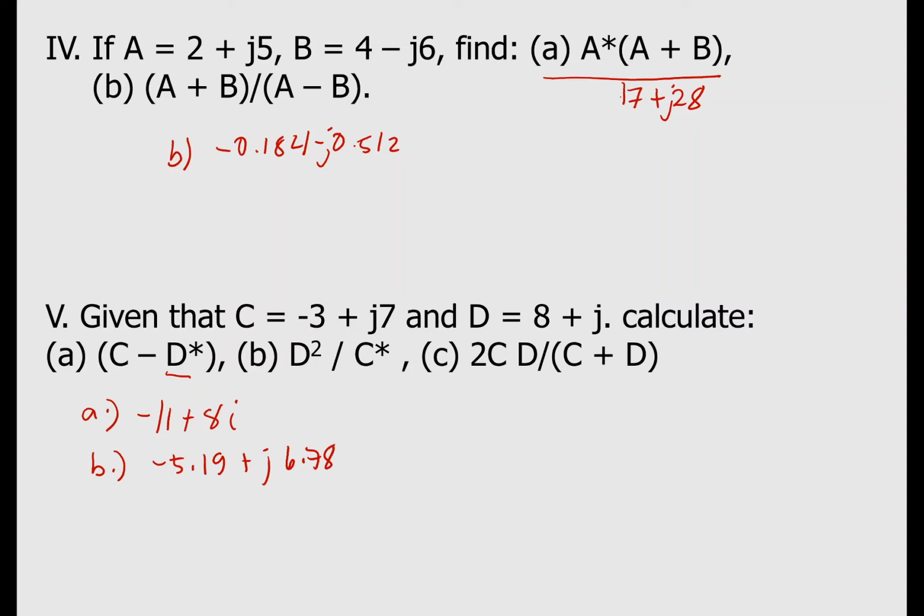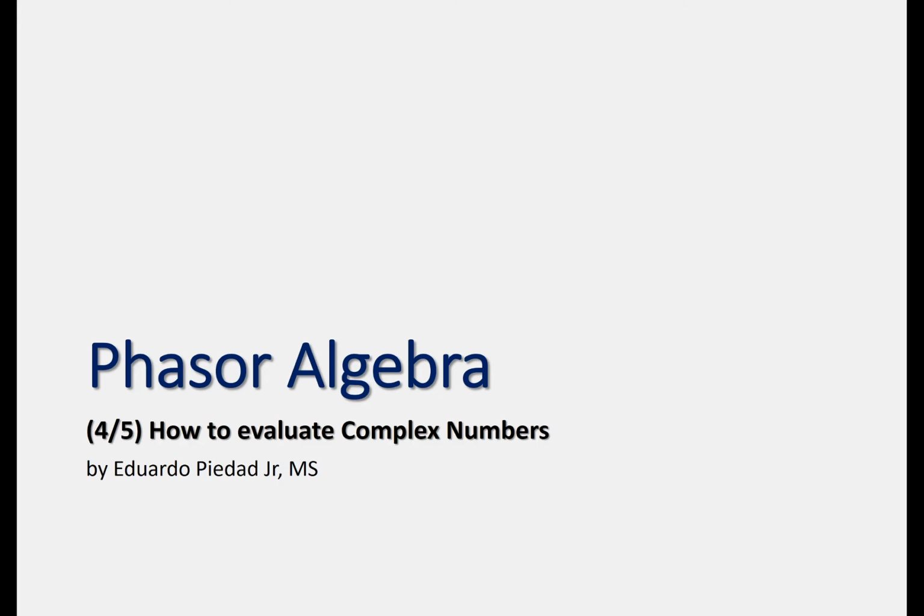And then for C, very simple. You just write them: 2 alpha C alpha D divided by C plus alpha D. So any question? We have here the answer 6.04 plus j 11.528.